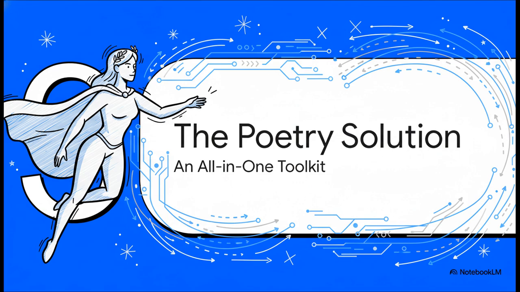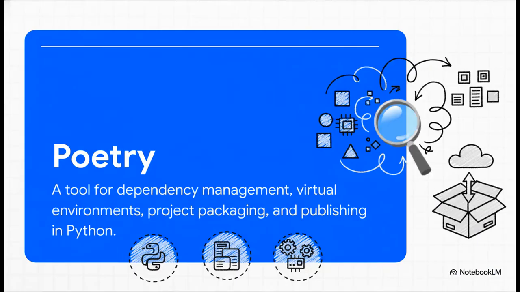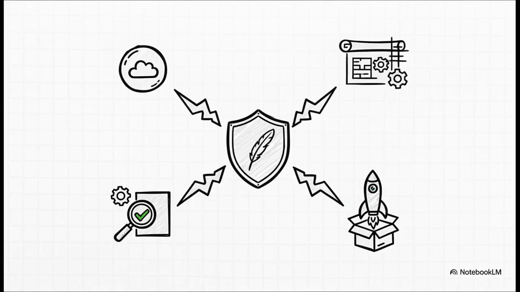Well, there is, and it's time to introduce the hero of our story today, a little something called Poetry. So what is Poetry? In a nutshell, it's an all-in-one toolkit for Python developers. It handles literally everything, managing all the different libraries your project depends on, creating isolated little sandboxes for them to run in, and even packaging and publishing your final project for the whole world to use. It basically takes what used to be 3 or 4 different clunky tools and replaces them with one single elegant solution. So let's talk about its superpowers, because it has a few.